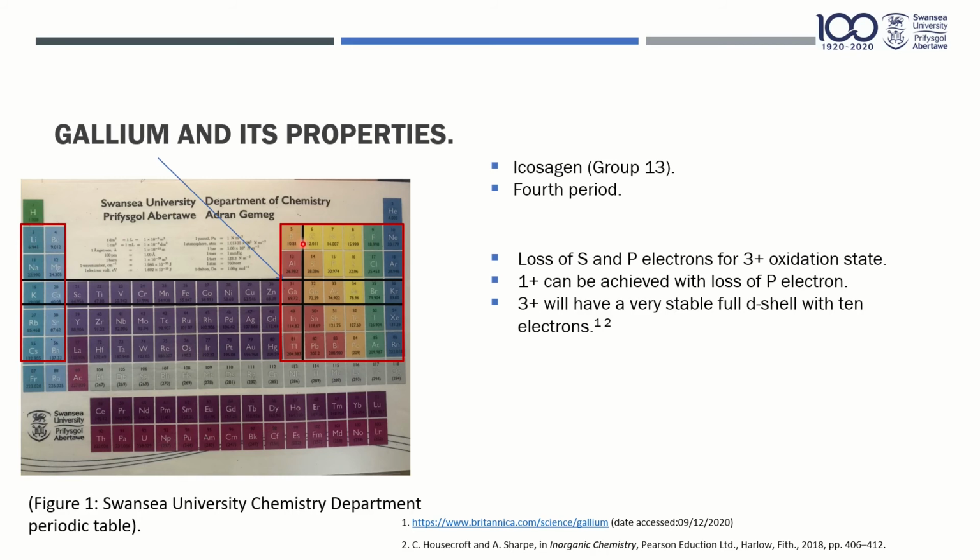Now the P and the S, they're the most relevant, as these electrons will affect the oxidation state of gallium. Gallium can lose this one P electron, and it will form gallium plus 1. However, this is the least common of the two oxidation states. It's much more favourable for the gallium to lose this one P electron and both of these S electrons. It will then have a filled D shell at D10.